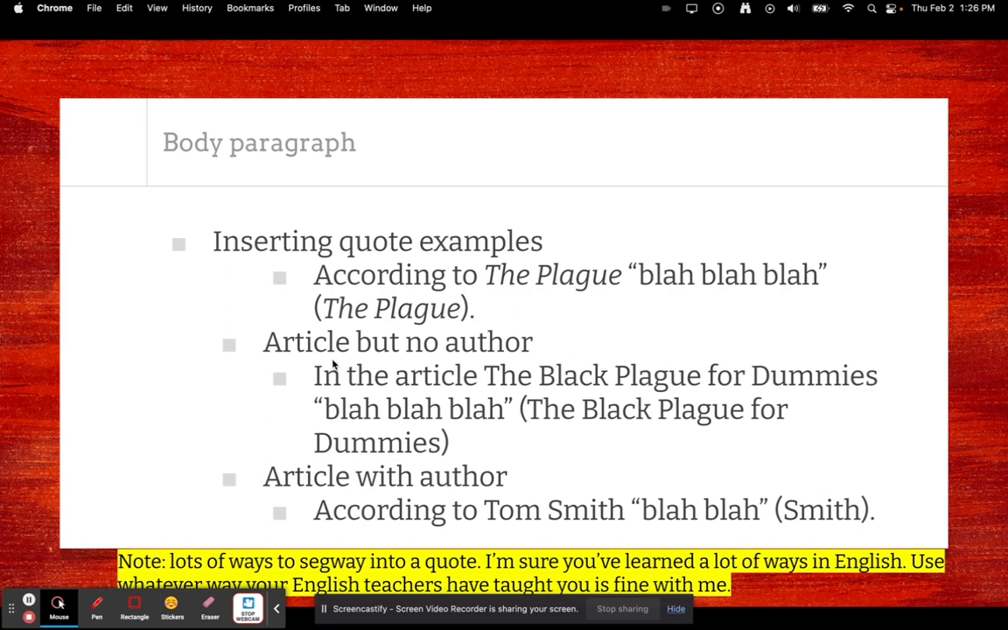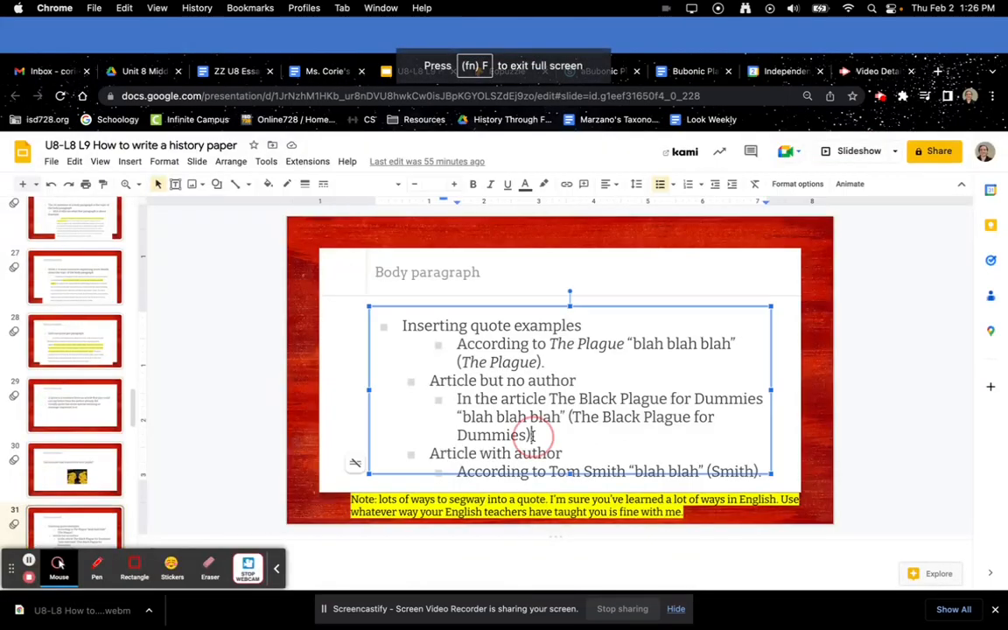If you have an article but do not have an author, say the article is The Black Plague for Dummies, then you're going to write the quote, blah, blah, blah, whatever your quote is, close quote. And then you're going to do parenthesis, The Black Plague for Dummies, parenthesis, and a period.